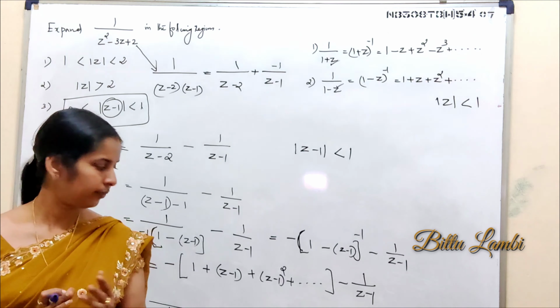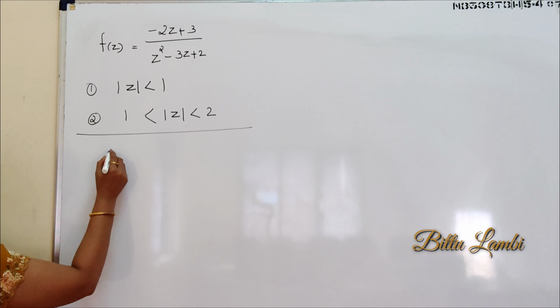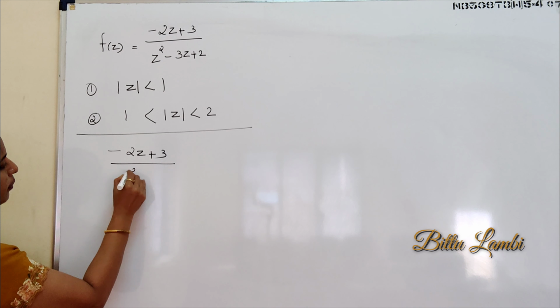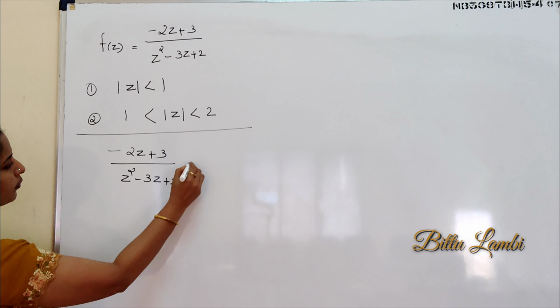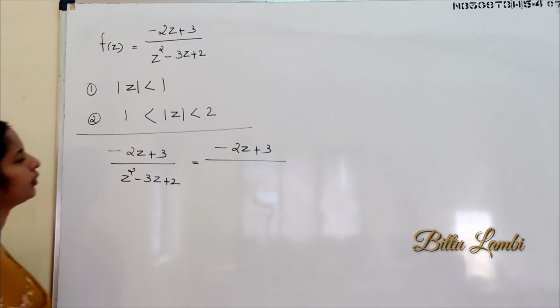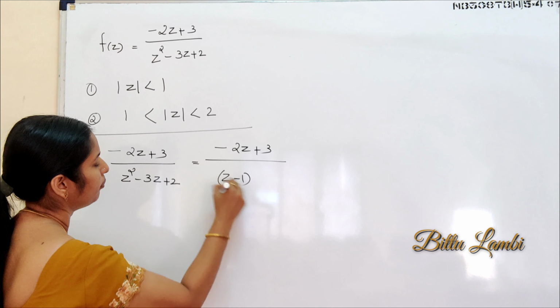See, in such regions, you can find its Laurent series. So before expanding, you have to give the partial fraction of the given function. So consider f(z) = (-2z + 3)/(z² - 3z + 2). Before starting partial fraction, you factorize the denominator completely.